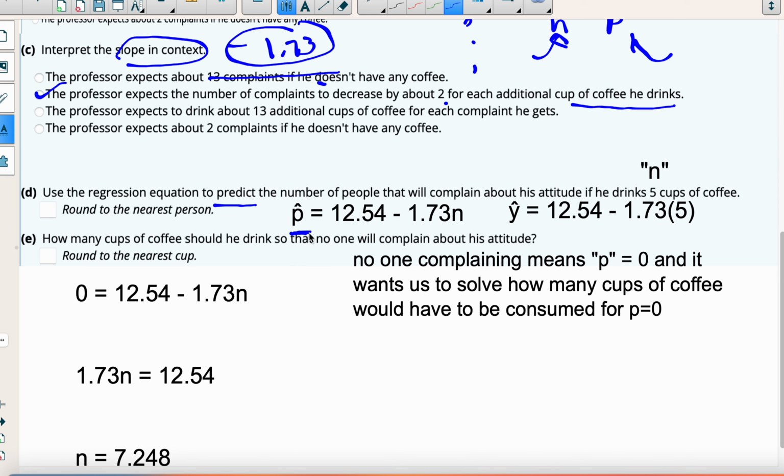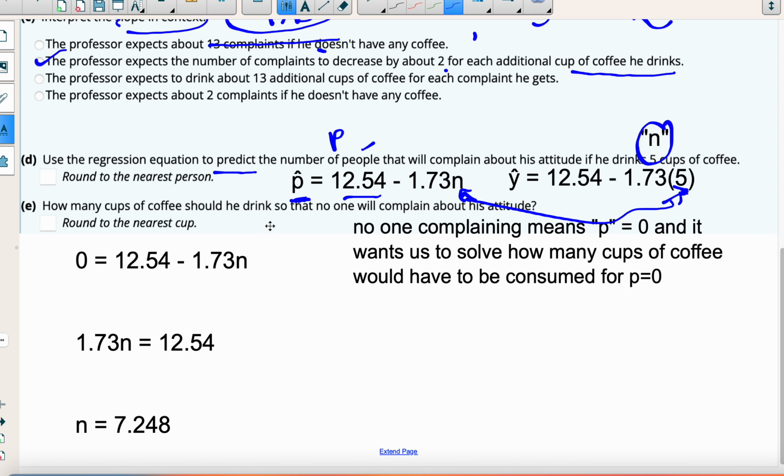Well, here's my prediction line, right? That's my regression line. P hat, the number of people that complain, is equal to 12.54 minus 1.73 times the number of cups of coffee. So if we read through this equation here, we want to predict the number of people based on drinking 5 cups of coffee. We're just going to substitute 5 in for n and evaluate. P hat equals 12.54 minus 1.73 times 5.